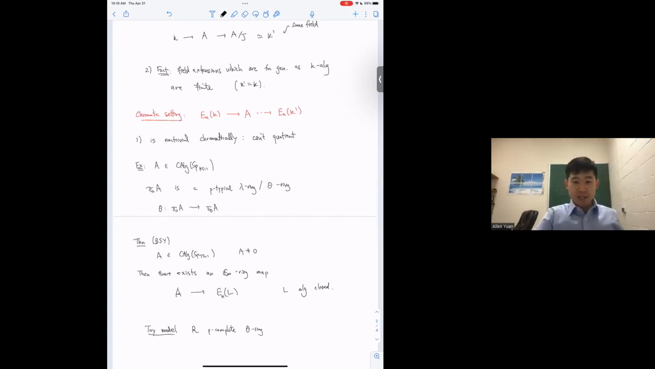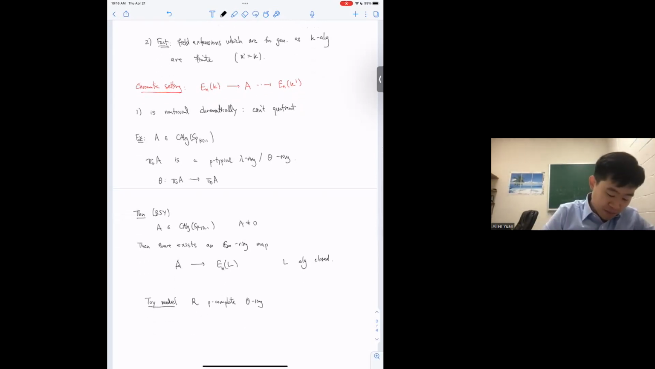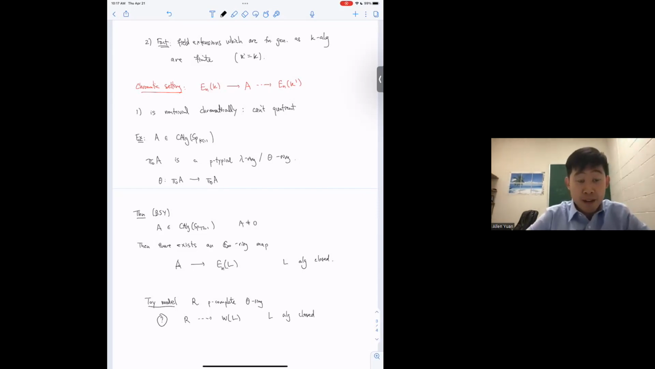And you might ask, does R map to the Witt vectors of L for some L algebraically closed? That would be the algebra analog at height 1 of the thing I'm inserting, because pi 0 of E1 of L is the Witt vectors of L, the p-typical Witt vectors.